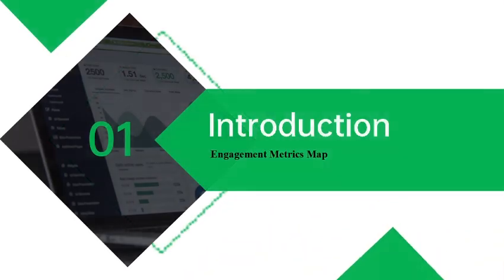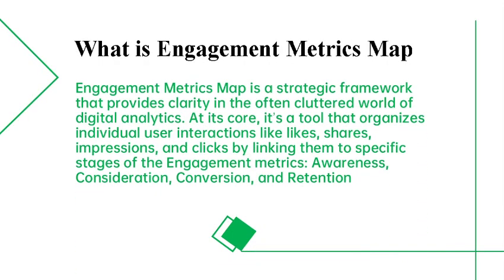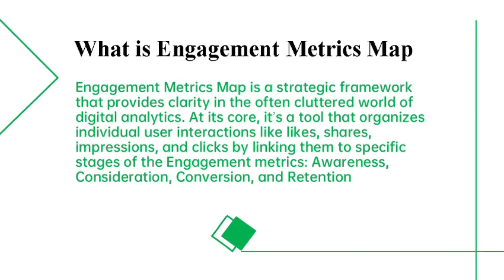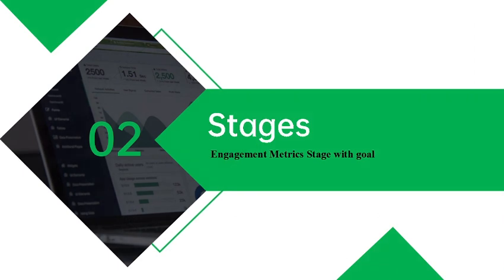Introduction. What is the Engagement Metrics Map? In the fast-moving world of digital marketing, businesses constantly try to understand how people interact with their content. That's where the Engagement Metrics Map comes in. It's a strategic framework that helps organize and make sense of all the data we collect: likes, shares, impressions, clicks, and more. This map connects these interactions to 4 key stages of engagement: awareness, consideration, conversion, and retention. Simply put, it's a roadmap that helps us measure how effectively our audience moves from first noticing our brand to becoming loyal supporters.